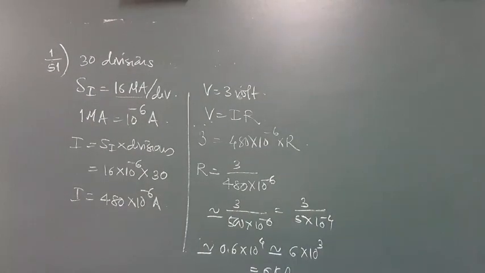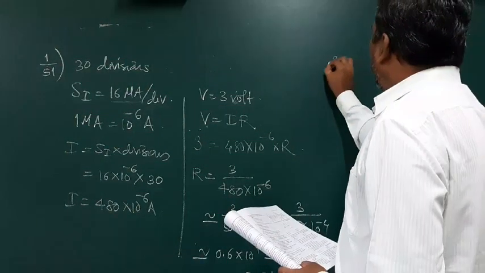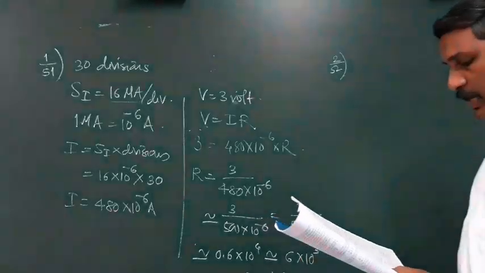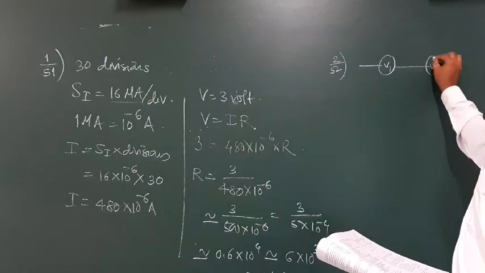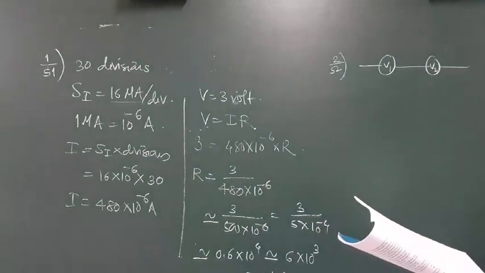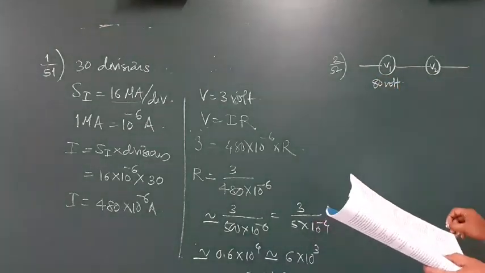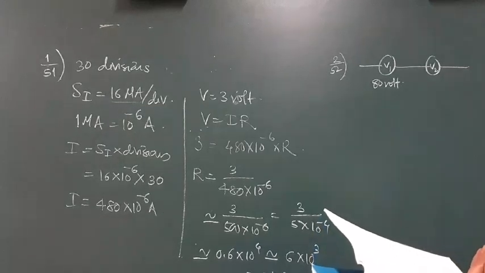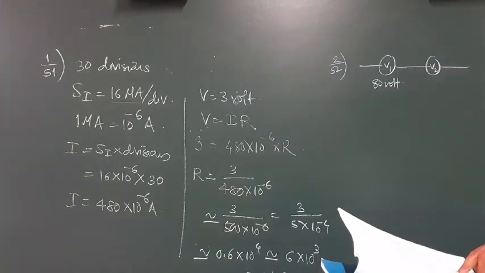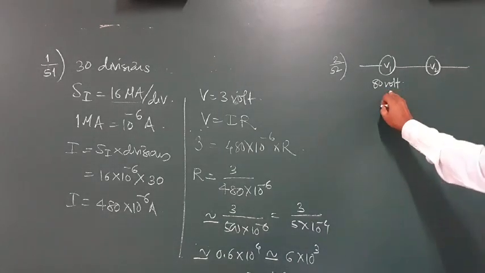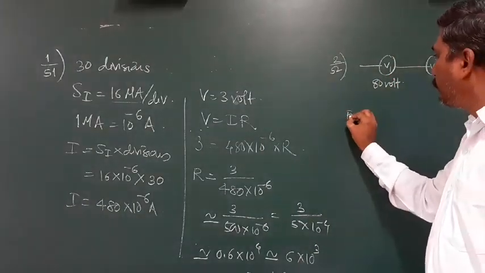Now the second example: voltmeters V1 and V2 are connected in series. There are two voltmeters, one is V1 and the second is V2. Both are connected in series. The first reads 80 volt, and the second does not read. The first reads 80 volt and has a resistance of 200 ohm per volt. Per volt 200 ohm.